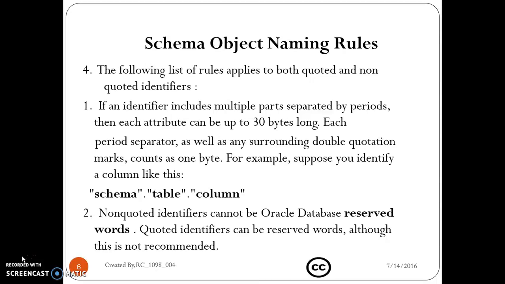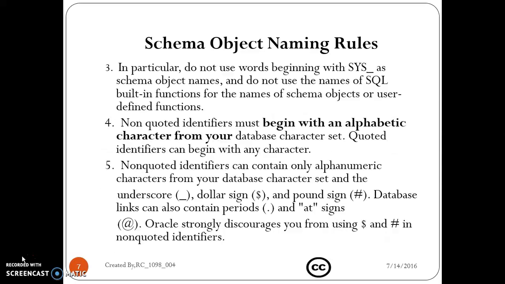The following list of rules applies to both quoted and non-quoted identifiers. If an identifier includes multiple parts separated by periods, then each part can be up to 30 bytes long. Each period separator, as well as any surrounding double quotation marks, counts as 1 byte. For example, suppose you identify a column like this: schema.table.column. Non-quoted identifiers cannot be Oracle database reserved words. Quoted identifiers can be reserved words, although this is not recommended.